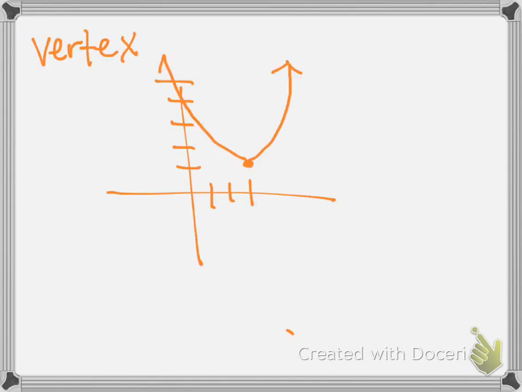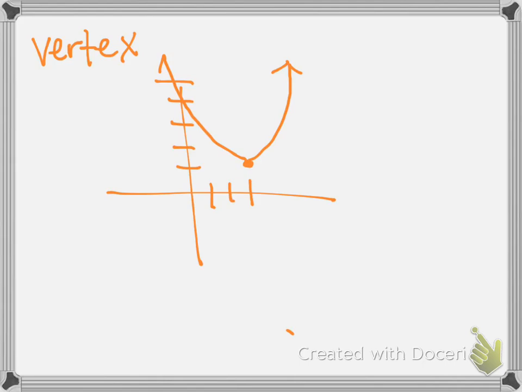The next feature of a graph is the vertex. The vertex is either the lowest point, the minimum, or the highest point, the maximum on the graph. The vertex is also where the graph goes from, this graph would go from decreasing to increasing.